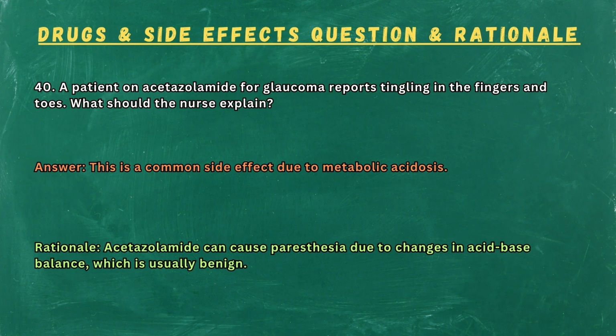40. A patient on acetazolamide for glaucoma reports tingling in the fingers and toes. What should the nurse explain? Answer: this is a common side effect due to metabolic acidosis. Rationale: acetazolamide can cause paresthesia due to changes in acid-base balance, which is usually benign.